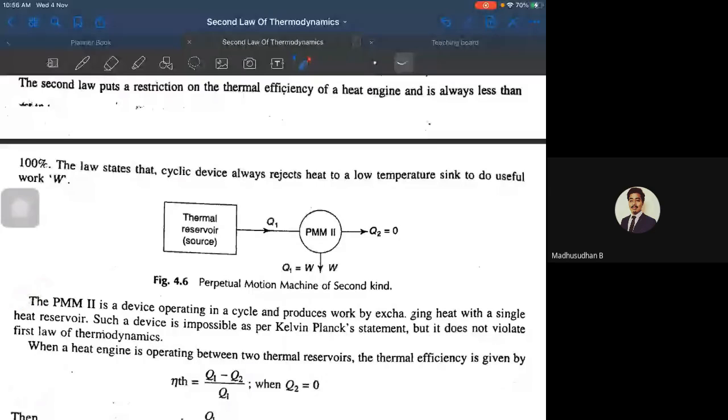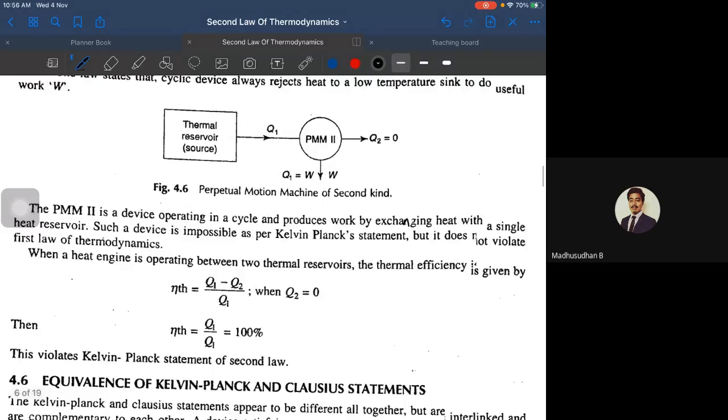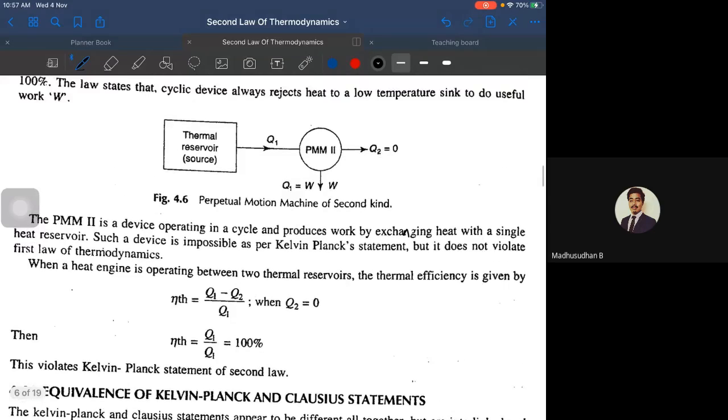You can just read it out. PMM2 is a device operating in a cycle and produces work by exchanging heat with a single heat reservoir. Such a device is impossible as per Kelvin-Planck's statement, but it does not violate the first law of thermodynamics. Okay. So the same thing. Equivalence of Kelvin-Planck statement, we'll just see it out.